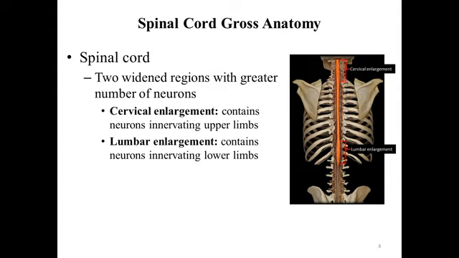There are two widened areas in the spinal cord, one near the neck, called the cervical enlargement, and one near the end of the cord, called the lumbar enlargement. These areas are shown in the image.